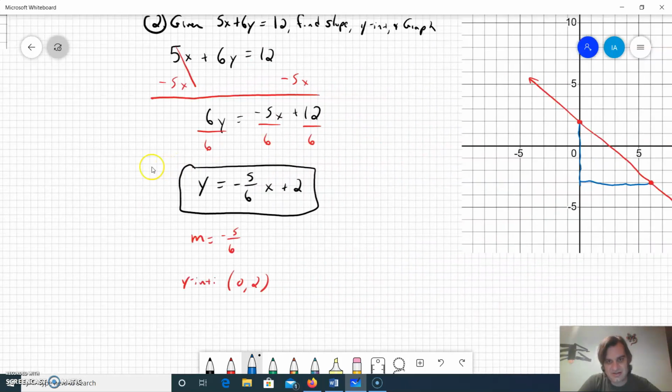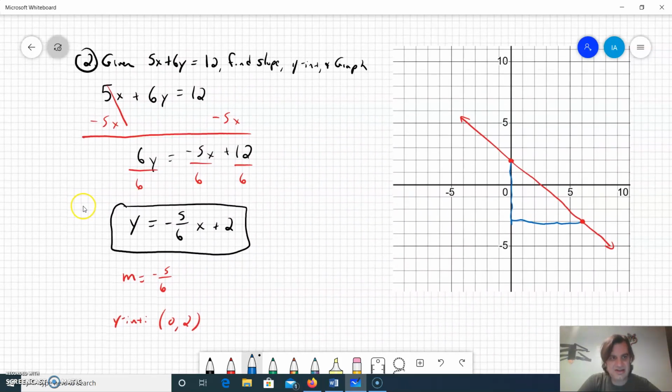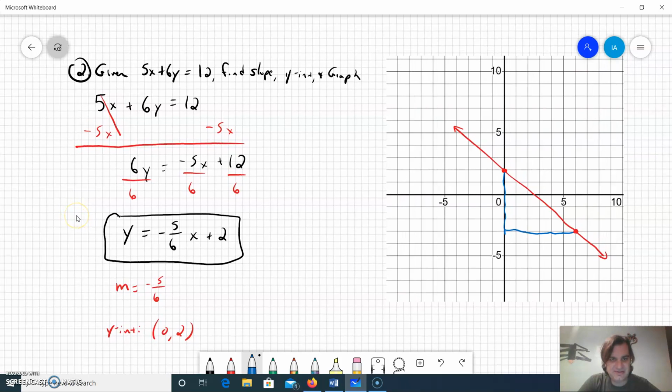Alright, so here is number 2. You have 5x plus 6y equals 12, and you're supposed to find the slope, y-intercept, and the graph. Well, the slope is negative 5/6. The y-intercept is 2, and I have the graph over here. And if you want to hear more about how I got here, you can check out the next video.